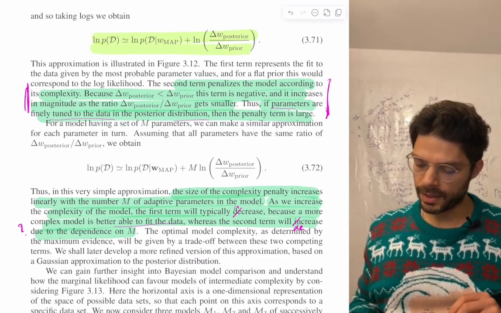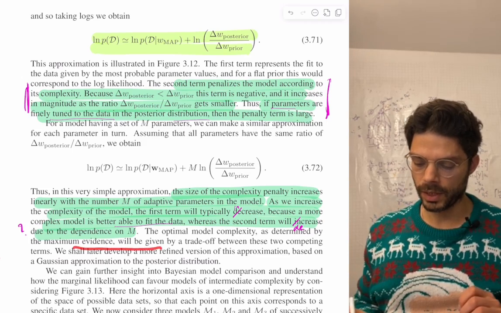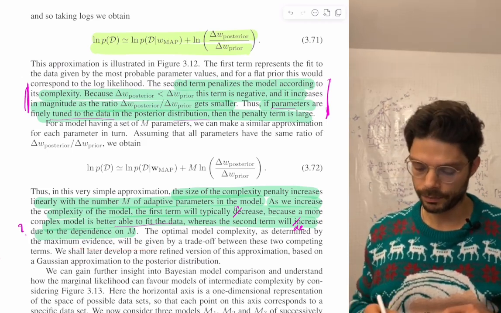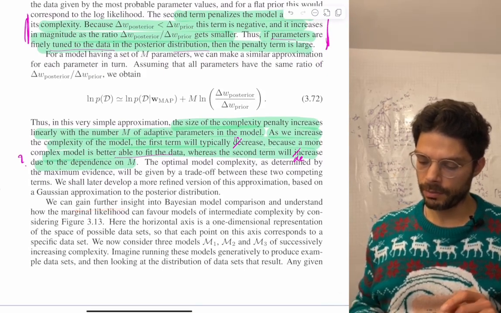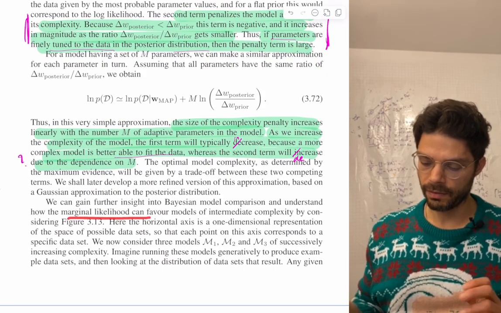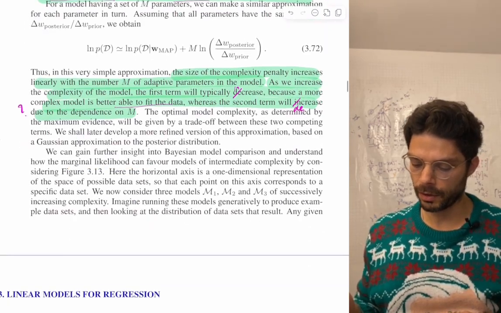The optimal model complexity as determined by the maximum evidence will be given by a trade-off between these two competing terms. We can gain further insight into Bayesian model comparison and understand how the marginal likelihood can favor models of intermediate complexity by considering figure 3.13.